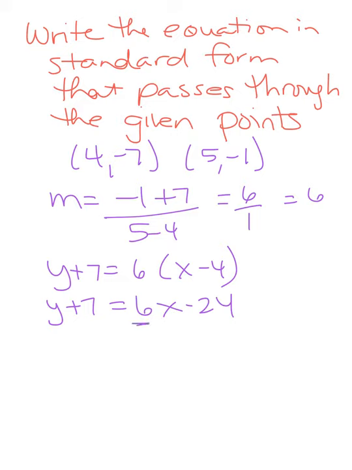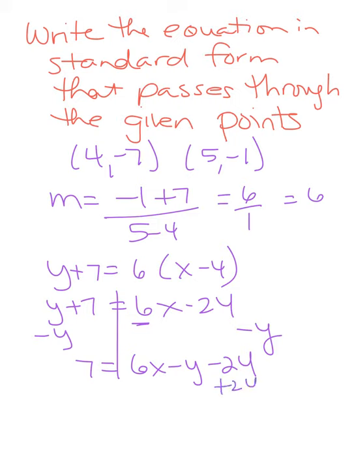Now, if you notice, my a value here is on the right-hand side. That's positive. I want to keep that positive, so there's my wall. So in this particular problem, I'm going to bring y to the right-hand side, and I have 7 is equal to 6x minus y minus 24. I'm going to add my 24 so my constants are all on the same side. So I have 31 is equal to 6x minus y. That is in standard form.